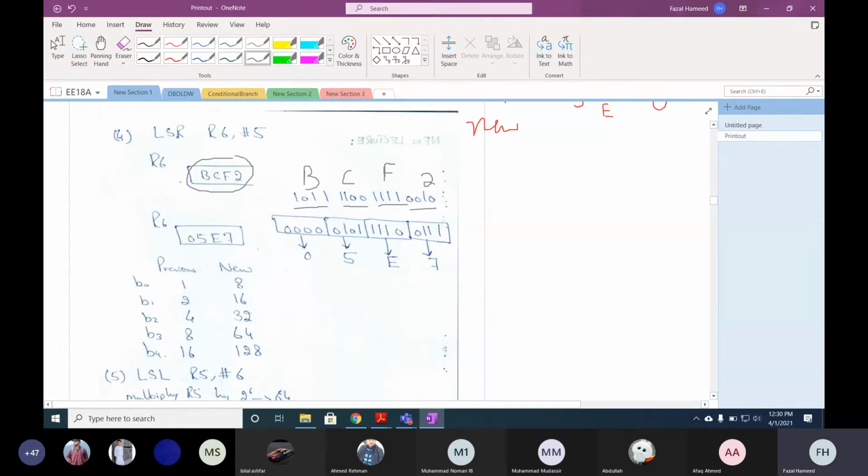So what you are doing? Logical shift right. You're inserting 5 zeros. How many zeros are you inserting? 5 zeros. So you have inserted 5 zeros. Am I right or not? 5 zeros are inserted on the right. And which bits will be removed? 5 bits will be removed.